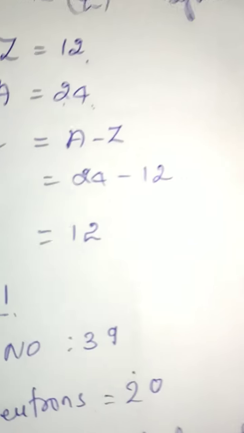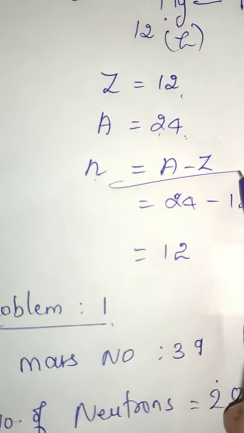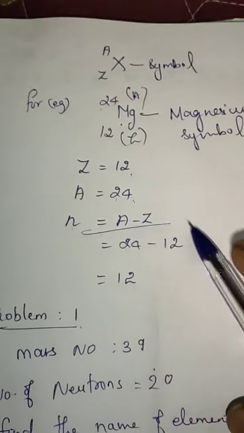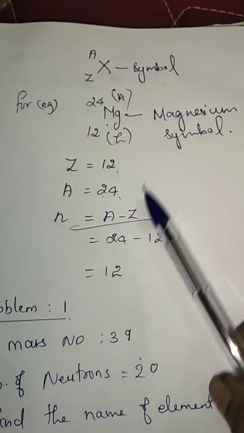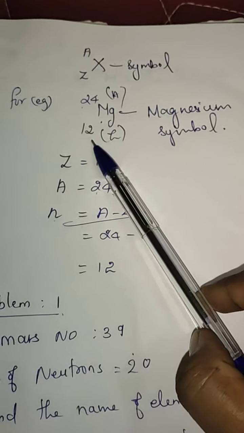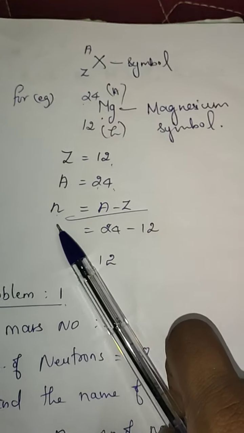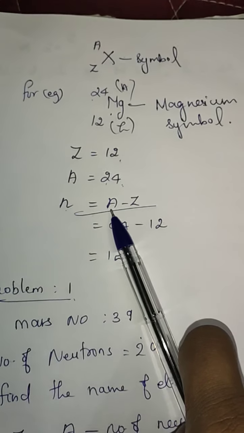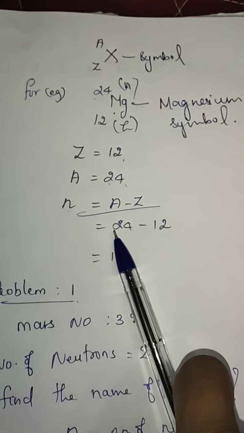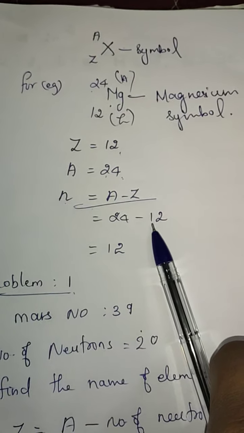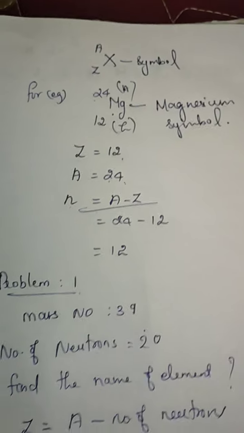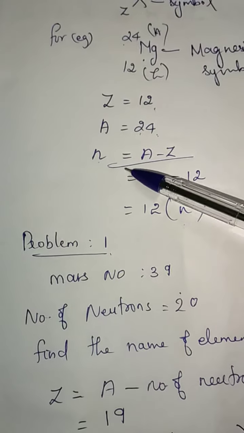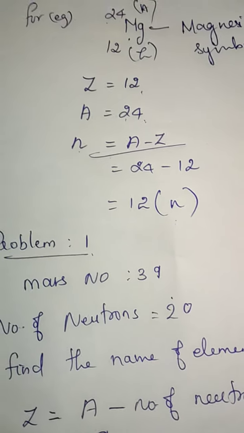It is given by a formula. See here, neutron can be found by the formula A minus Z. What's the formula? A minus Z. Students, with mass number at the top and atomic number at the bottom, how can we find the neutron value? By the formula A minus Z. See here, the A value is 24 and the Z value is 12. The remainder, what number did you get? 12. It is the total number of neutrons present in the nucleus. Okay, this is the formula to identify the neutron, A minus Z.